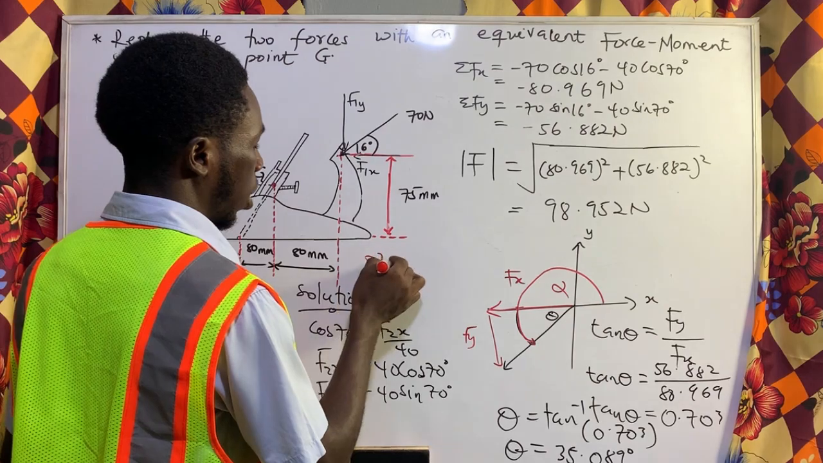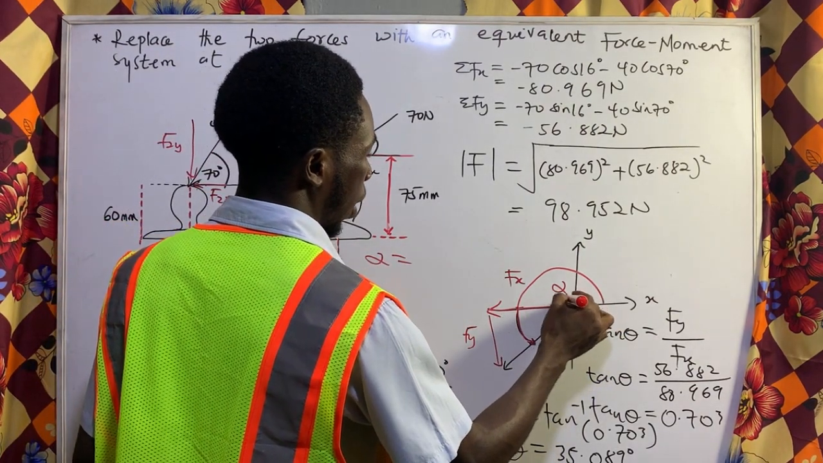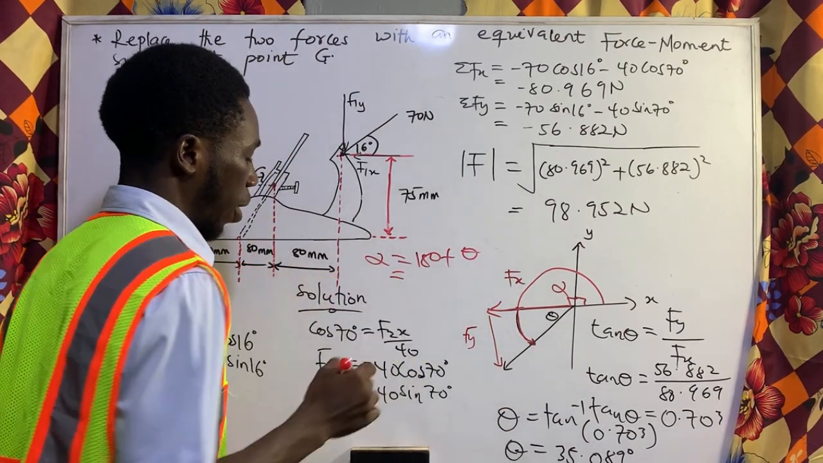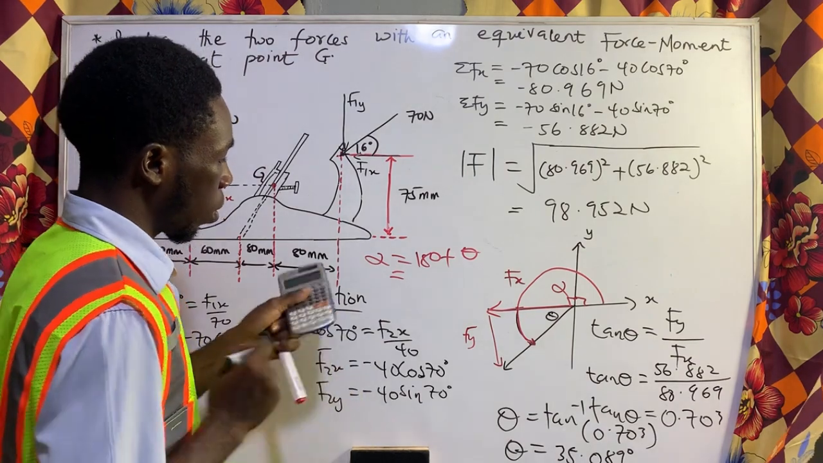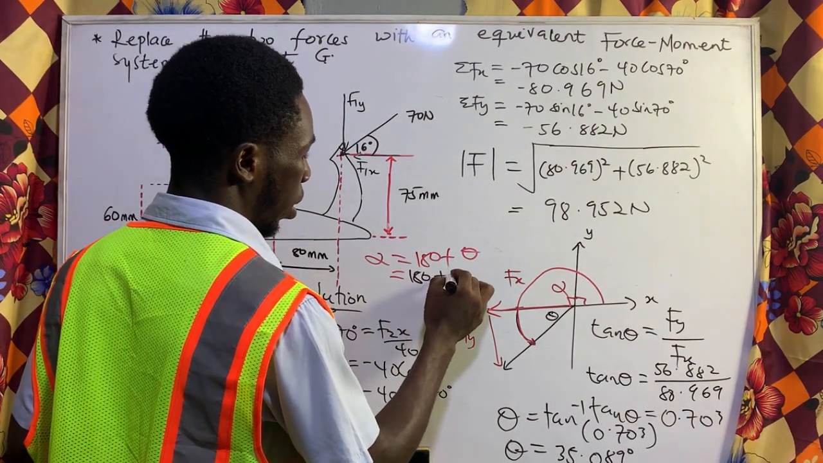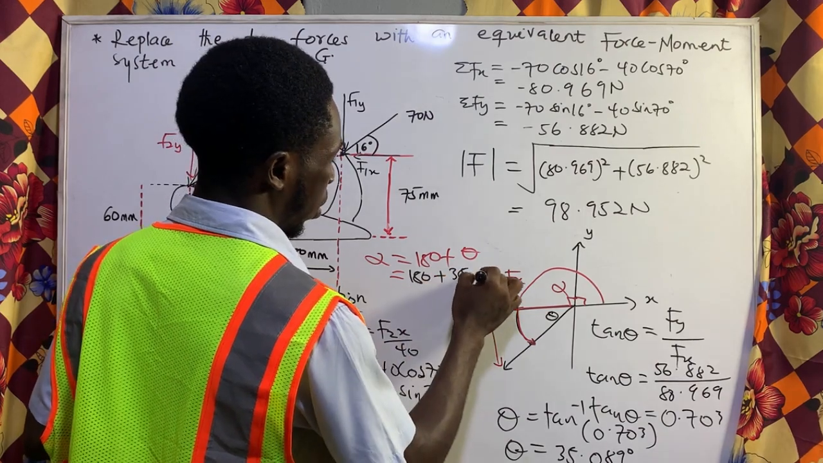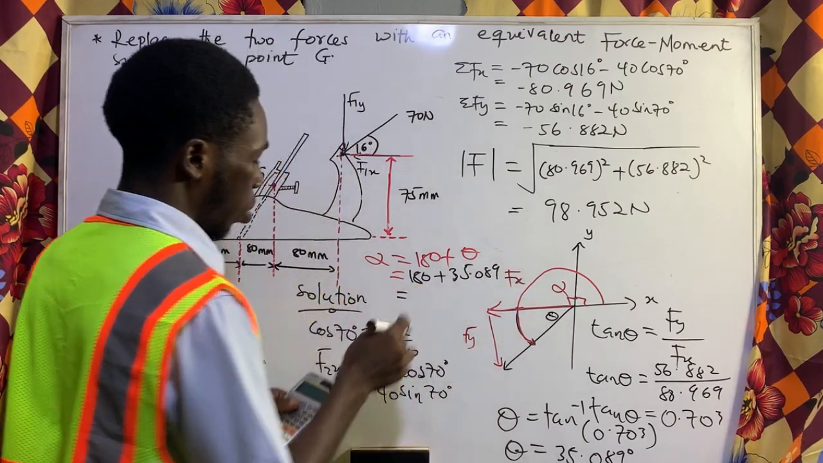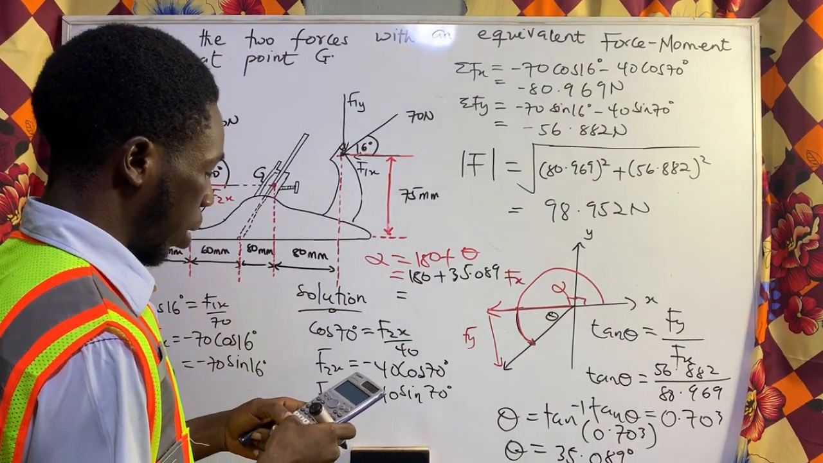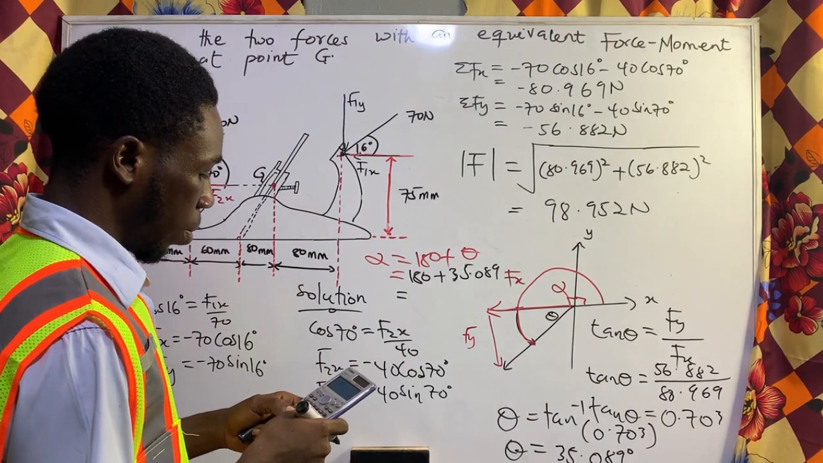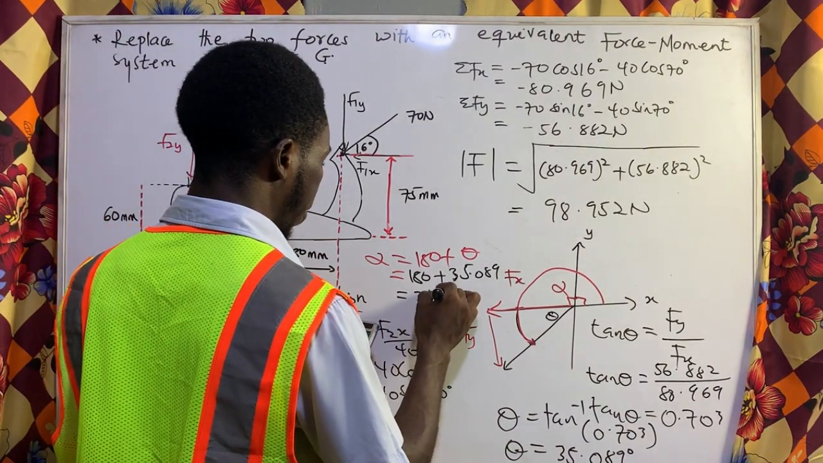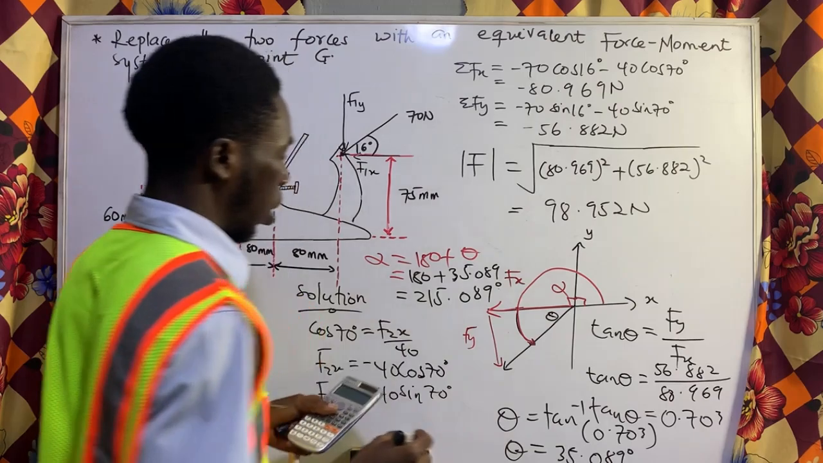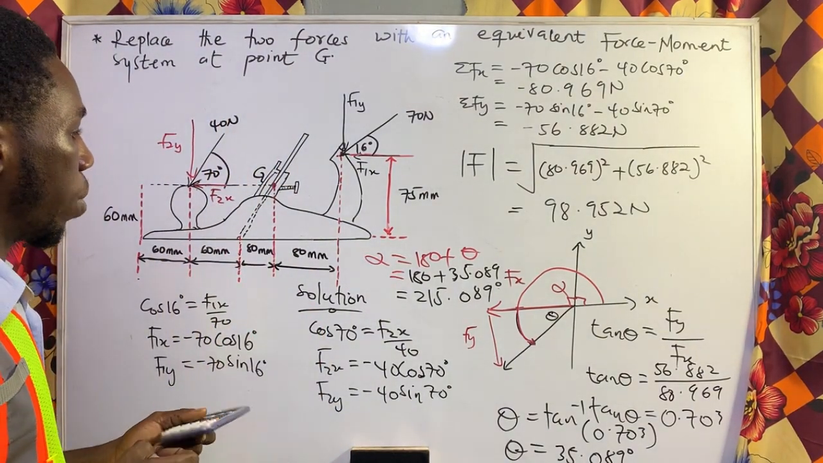So our angle alpha will be 180 plus theta. Let's have alpha equal to 180 plus 35.089. That gives a value of 215.089 degrees. So that will be the angle that the resultant force will make with the positive x-axis.